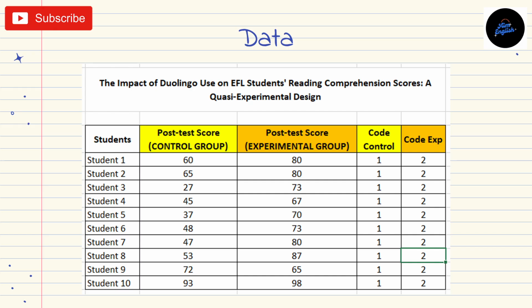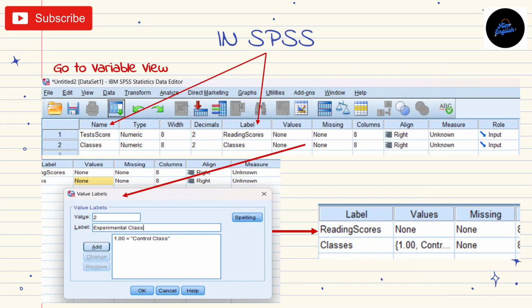Then to do the independent t-test, we have to make a code for each group. For the control group, we can make a code of 1, and for the experimental group, we can make the code 2. So all the student scores in the control group belong to 1 as a code, and all the student scores in the experimental group belong to code 2. After that, we can go to the SPSS.